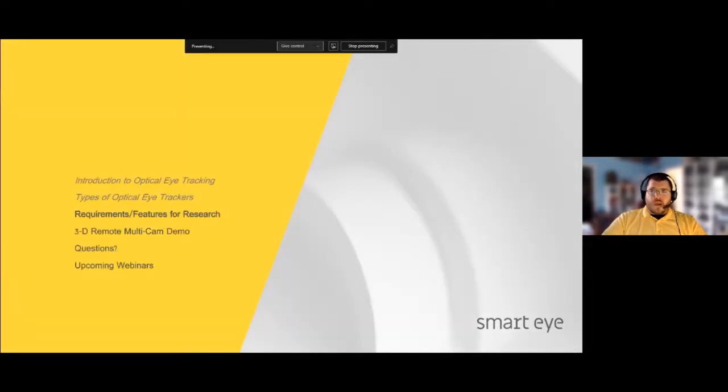So far, we've covered a high-level overview of optical eye tracking, some common definitions and types of optical eye trackers. I'll now hand the presentation to Mr. Rob Wesley, who will explain how to identify what requirements or features are important to you when selecting an optical eye tracker.